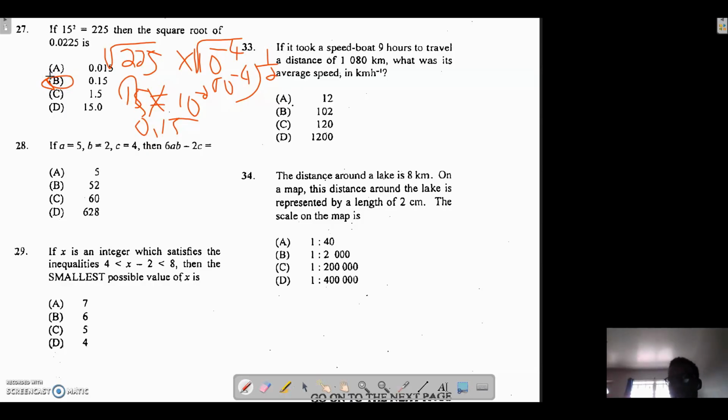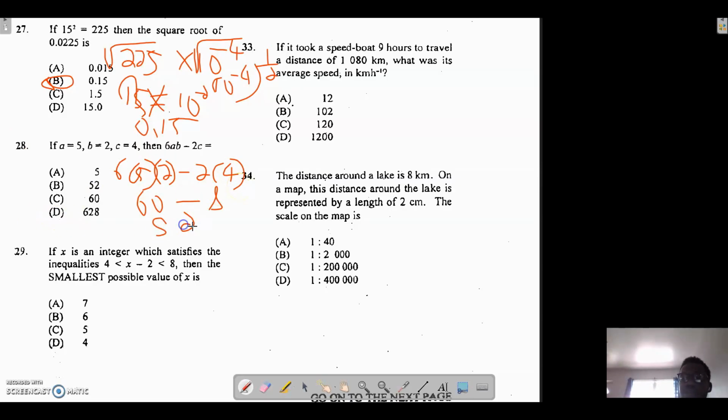Alright, 28. If A is 5, B is 2, C is 4, then 6AB minus 2C. So 6 times 5 times 2 minus 2 times 4. Now 6 times 5 is 30. 30 times 2 is 60. 2 times 4 is 8. So it's 60 minus 8, which comes down to 52. That makes it option B.